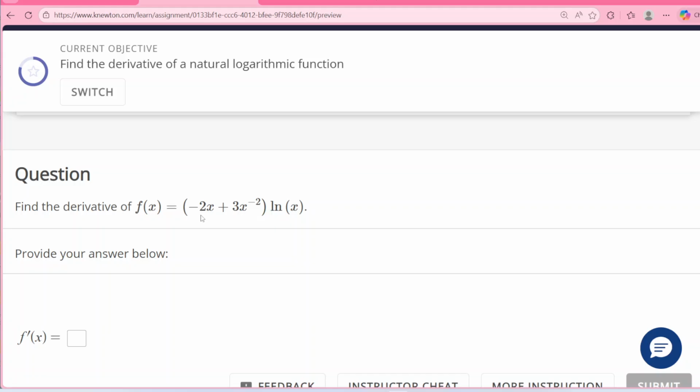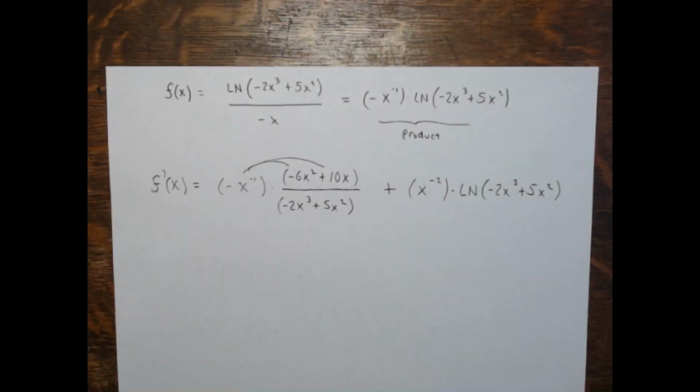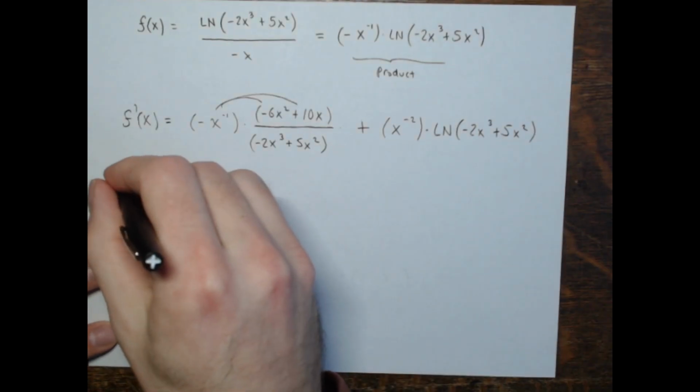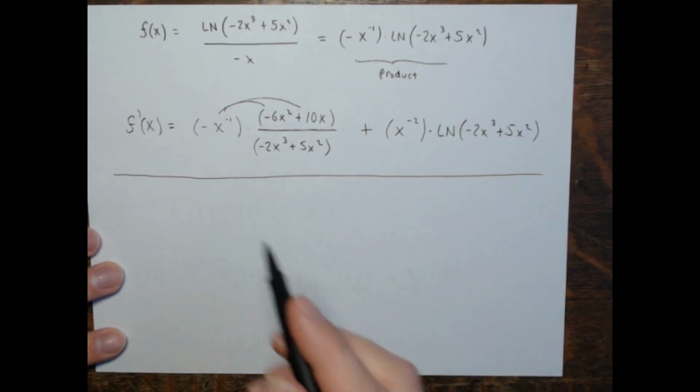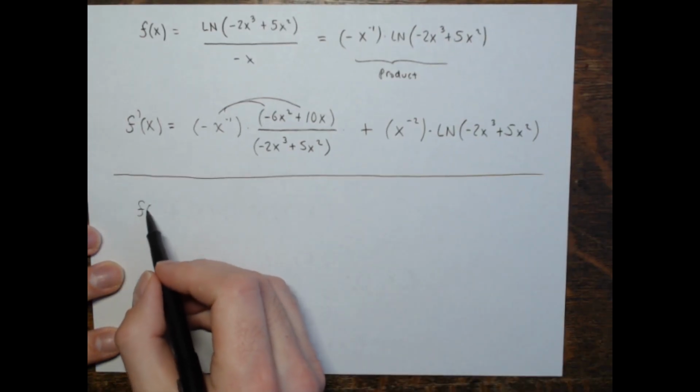So this one's just a straight up product rule one. Now the nice thing about this one is the factor that has natural log of x is just natural log of x, right? Not the natural log of some crazy expression with x. But still, it is a product. I have this first factor with the -2x plus 3x to the -2, and then second factor of natural log of x, right? So I'm just going to got room here. Stop wasting space.